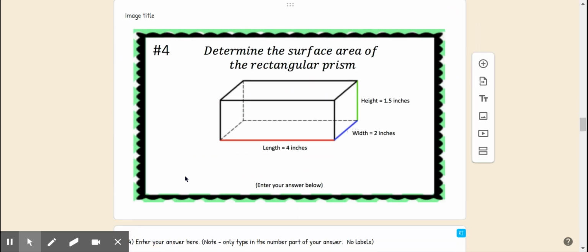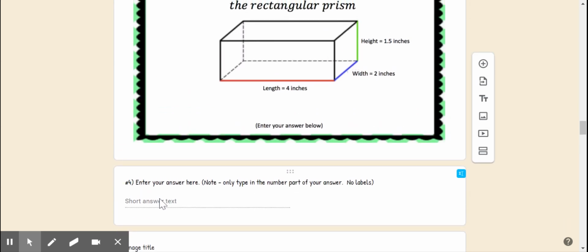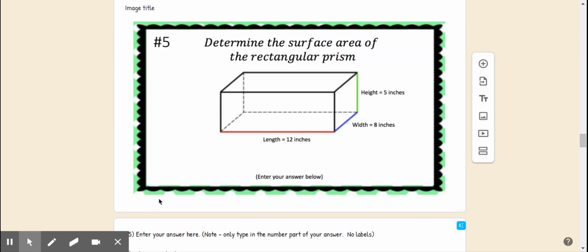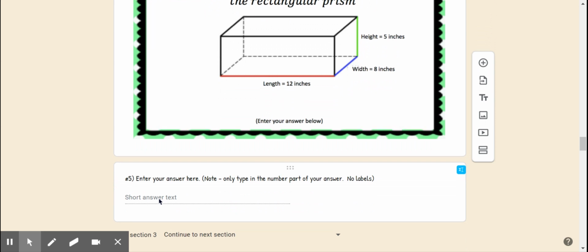Question 4, determine the surface area of the rectangular prism with a length of 4, a width of 2, and a height of 1.5. This one is a short answer, and when you answer this, only put the number. Do not put square inches, inches squared, any kind of label, anything like that, or it will be counted wrong. Only put the number. Okay, very similar for question 5. Determine the surface area of this rectangular prism with a length of 12, a width of 8, and a height of 5. Again, this is an open response question, so only put the number. Do not put any sort of label or unit.